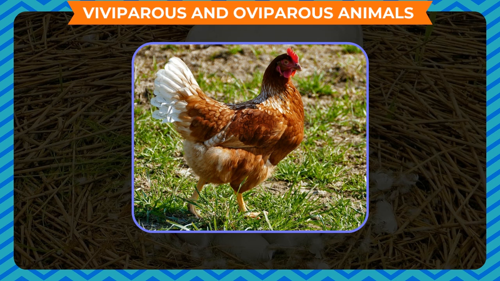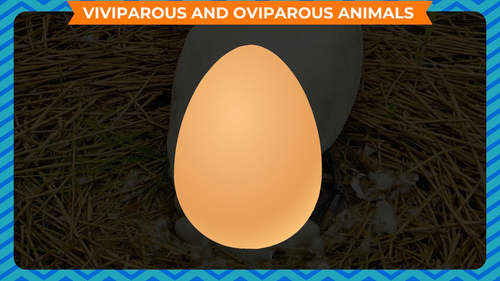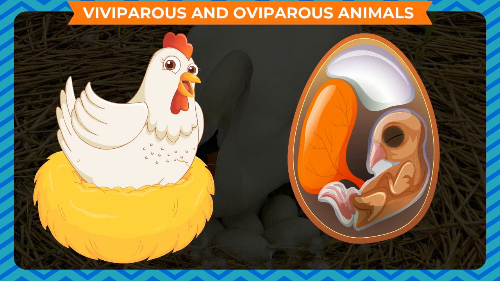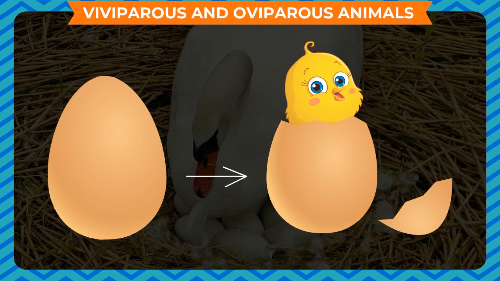In oviparous animals, like in hen, embryo develops differently. After fertilization, the zygote divides repeatedly and travels down the oviduct, and many protective layers are formed around it. After the hard shell is formed around the embryo, the hen lays the egg. The hen then sits on the egg to keep it warm. Development of the chick takes place inside the shell. It takes about 3 weeks for the embryo to develop into a chick. The chick now comes out by bursting open the egg shell.